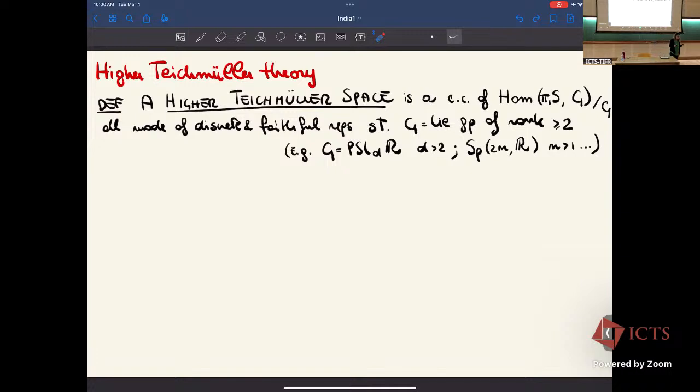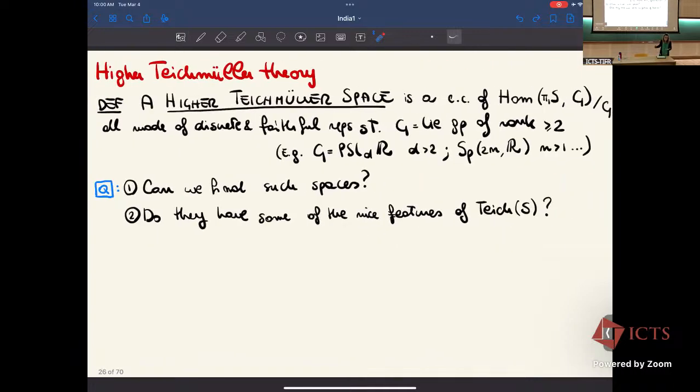One way to define these spaces is as a full component in the character variety that is all made of discrete representations, such that the target group is higher rank. It's not even obvious that you can find such spaces. So do these spaces exist? And if they do exist, do they have nice features like Teichmüller space?